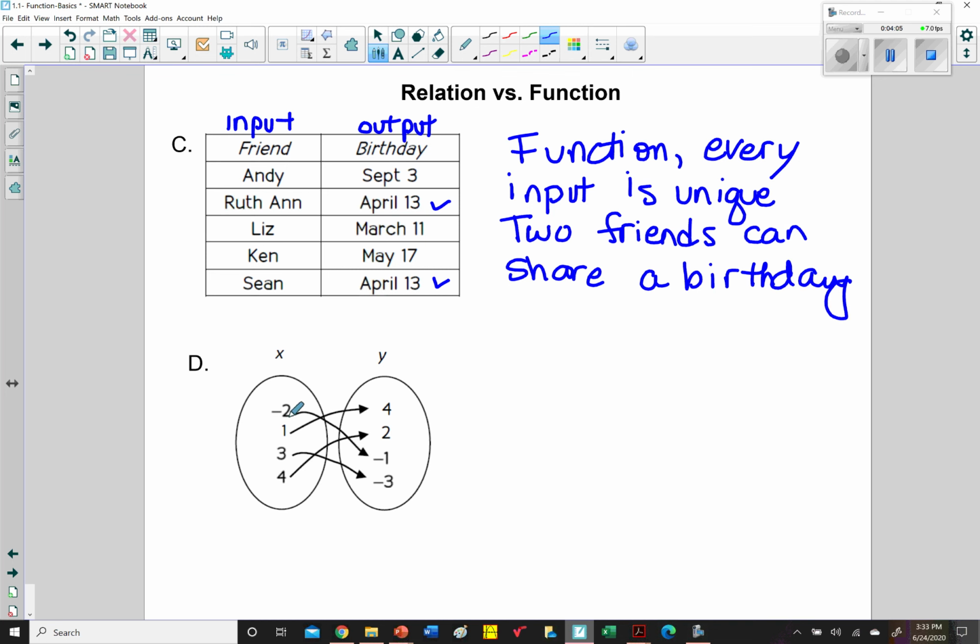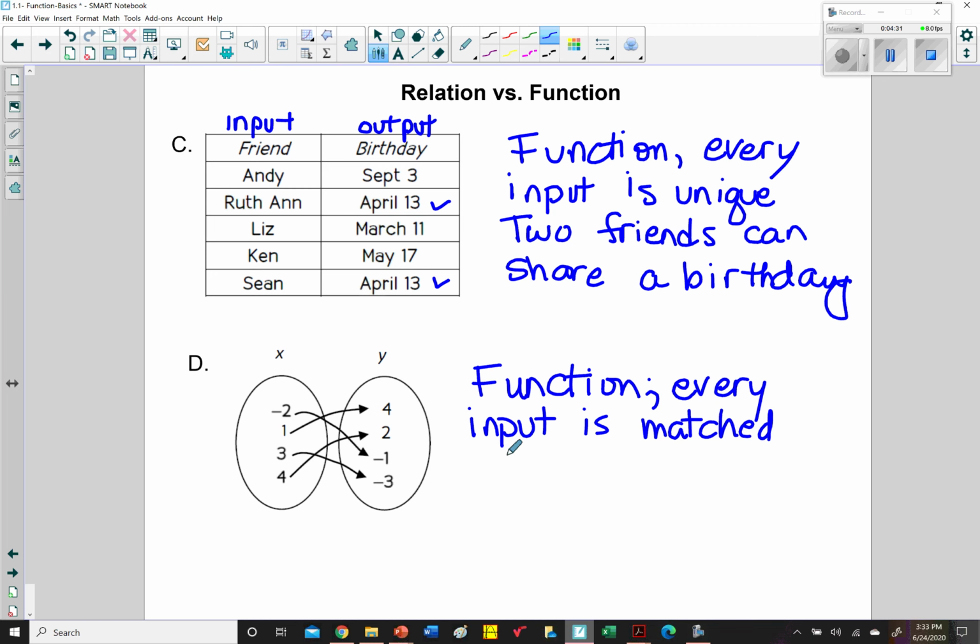And in this case, let's see, -2 maps to -1, 1 to 4. So each input is matched to exactly one output. This would be a function. Every input is matched to exactly one output. So it too is a function.